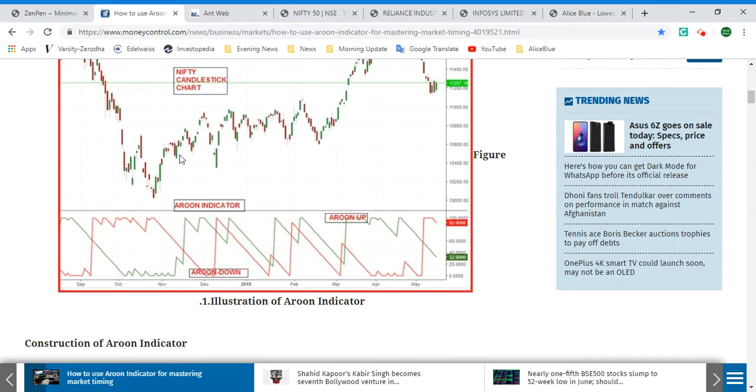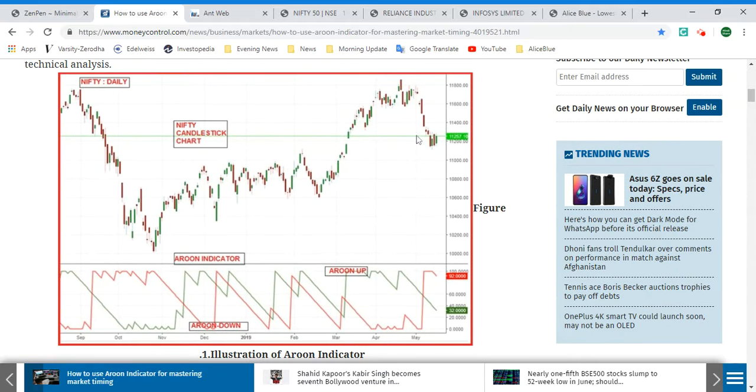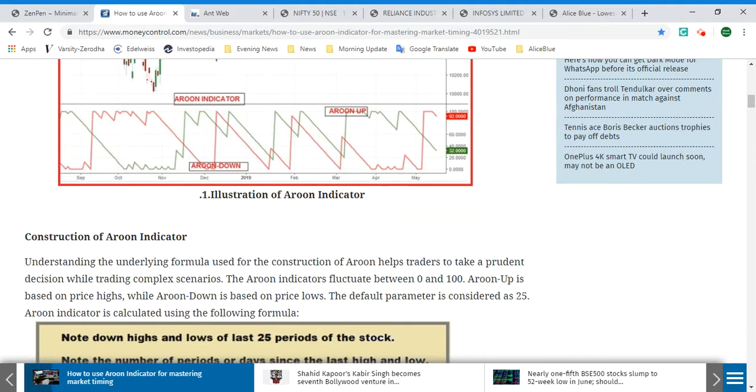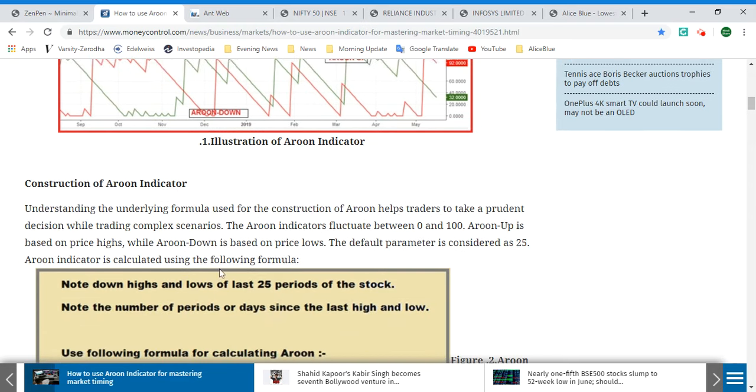As we can see, this is the illustration, the first example that has been given. This is an example of the Nifty daily chart, and this is the Aroon indicator. When you apply it on the chart, the Aroon indicator will appear at the bottom to give you an idea of the Aroon up and the Aroon down. We'll look into that. Okay, further on, the construction of the Aroon indicator.